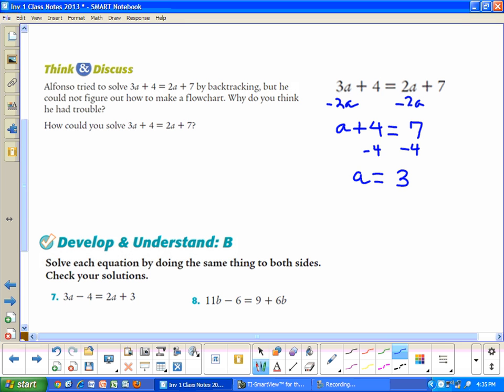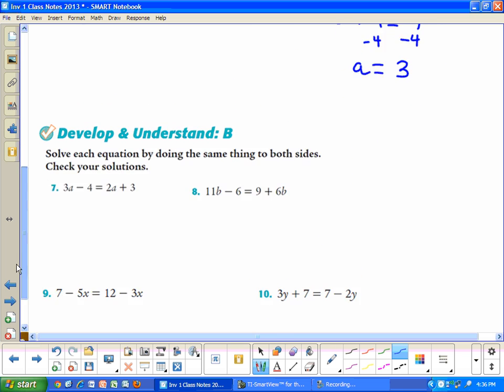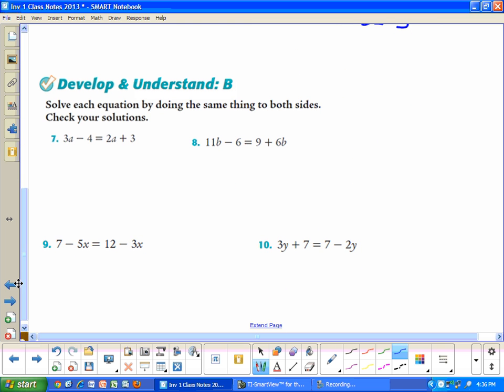So you're trying to find operations you can do to both sides to simplify the equation to the point where you can backtrack. So on these, we're going to practice doing the same thing to both sides. I'm just going to do one with you, and then we'll save the other ones for in class. So we'll do number 9. It says 7 minus 5x equals 12 minus 3x.